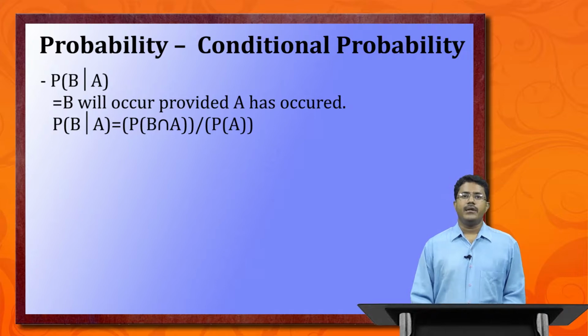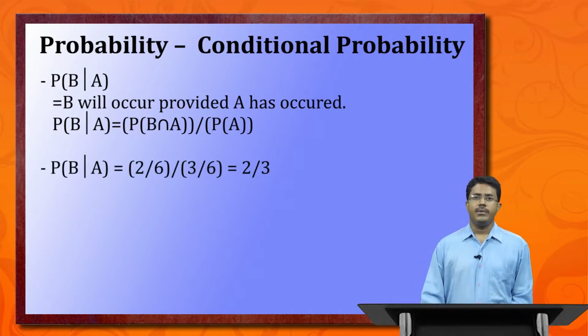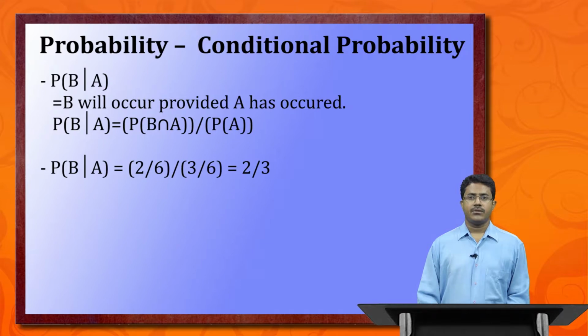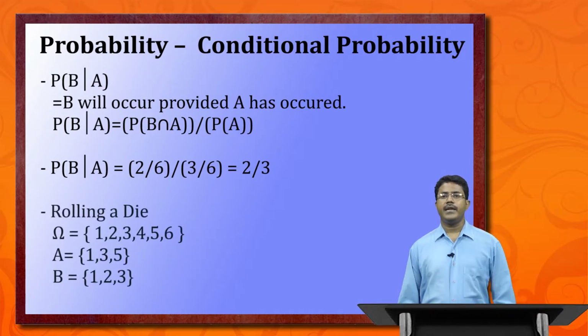What is the probability of B? So we will use the formula P(B|A) equals P(A intersection B) divided by P(A). So we will take an example, rolling a die.